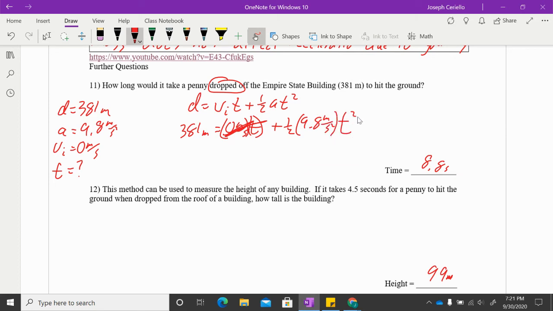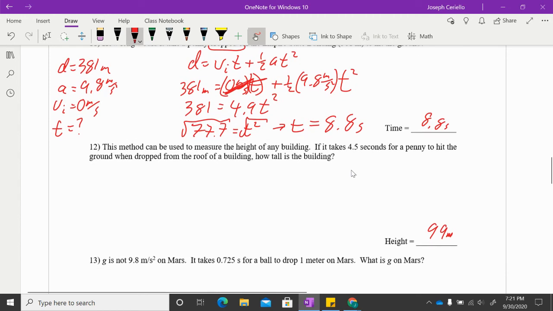We're solving for T. All right, so just to clean this up a little bit, 381 equals 1/2 of 9.8, which is 4.9, T squared. Divide both sides by 4.9, we get something like 77.7, I think, equals T squared. Square root of both sides, and we get T equals 8.8 seconds. That's just algebra there. Really, the physics is understanding how to set up the problem, the givens, the unknowns. Everything else is just algebra after that.